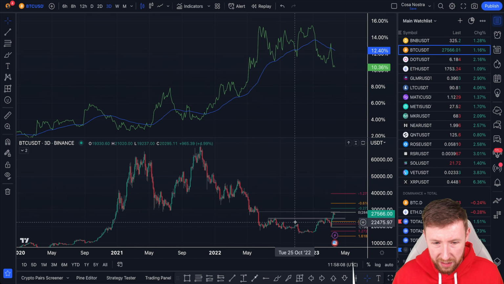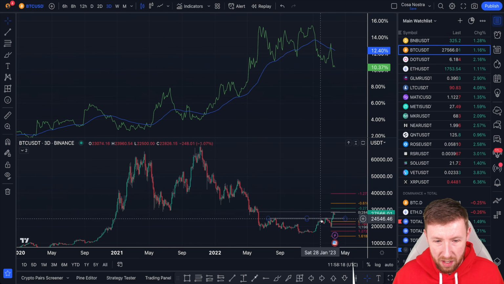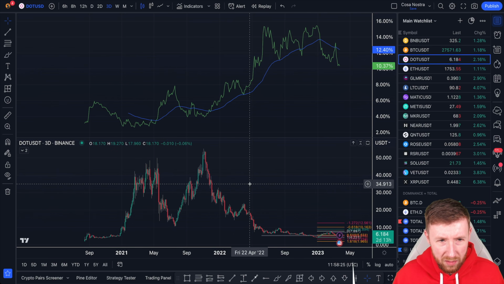I know it's probably hard to see. We've broken this structure, and then obviously what's happened here? We've been melting, right? Boom, right? You're literally buying around this 12% mark. What's happened since? Gone up. Continued to go up. What about altcoins though? Let's look at Polkadot. Polkadot, great example.